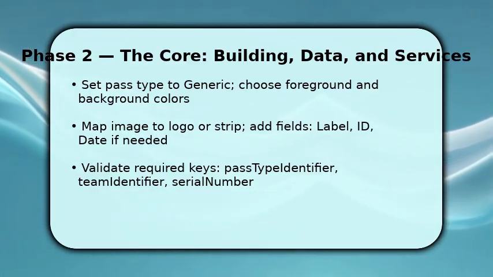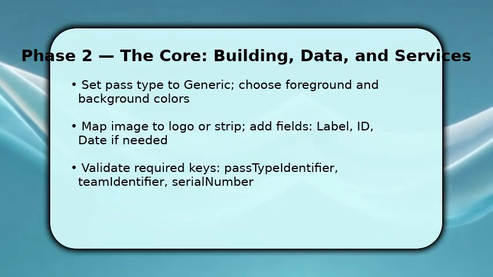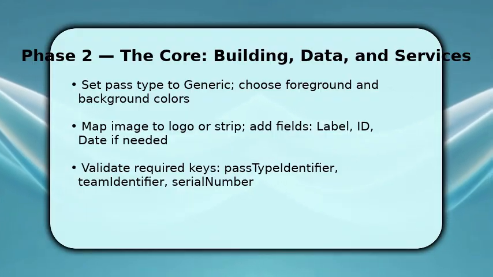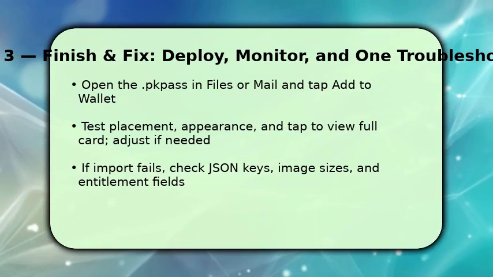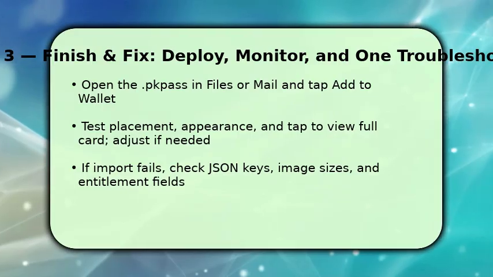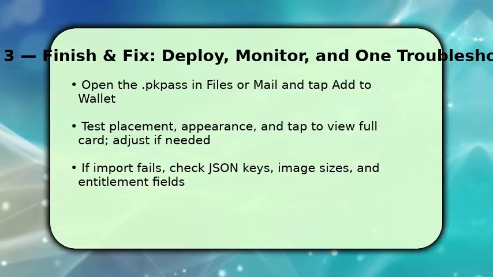Then export the pass file, PK pass, to Files. This middle step ensures the pass meets Wallet structure before final import. Now import the PK pass by opening it in Files or Mail and tapping Add to Wallet. You will see a preview, confirm the compass card looks correct.